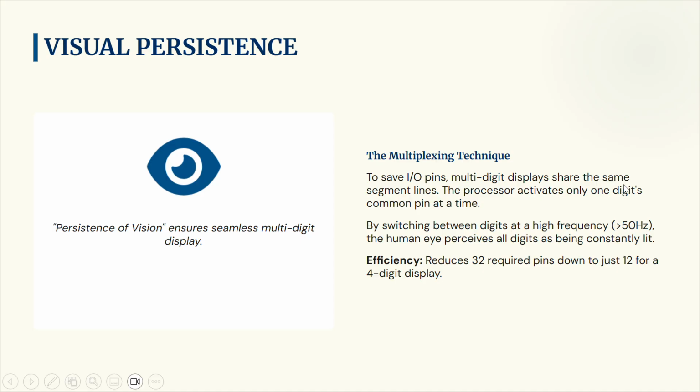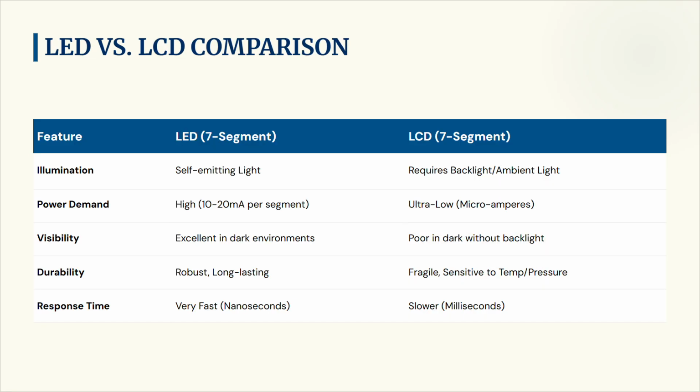And because of the persistence of vision, all digits appear constantly lit. And this method is highly efficient. It reduces the number of required pins from 32 down to just 12 for a 4-digit display.